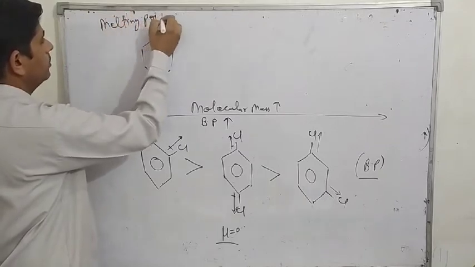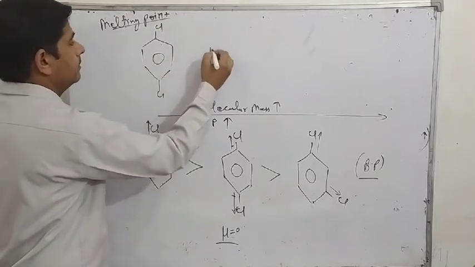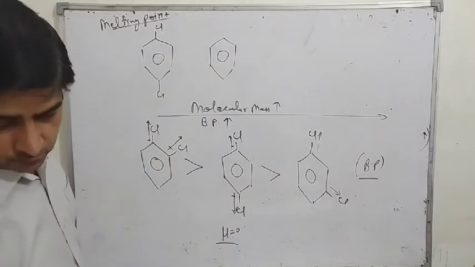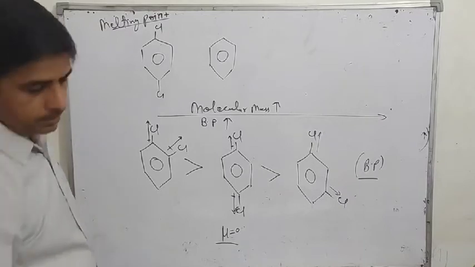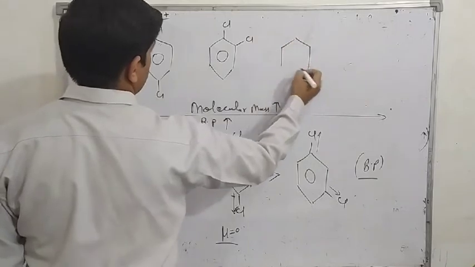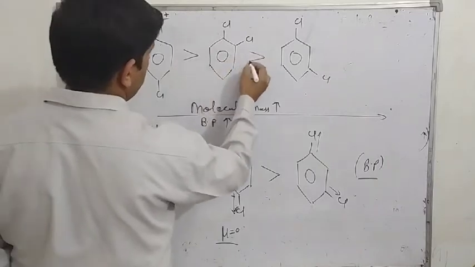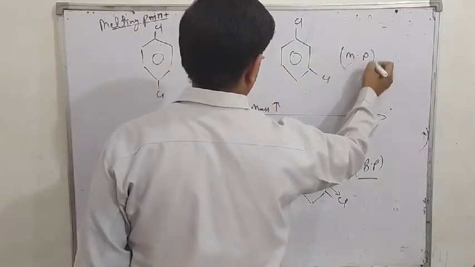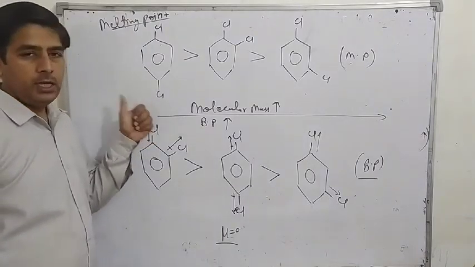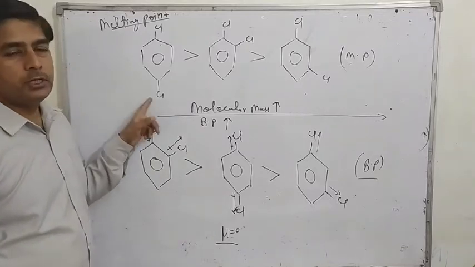Melting point, we are talking about melting point. This is para, next we have ortho, and then we have meta. But in case of melting point, paradichlorobenzene has the greatest melting point, the highest melting point, because of its symmetrical arrangement.